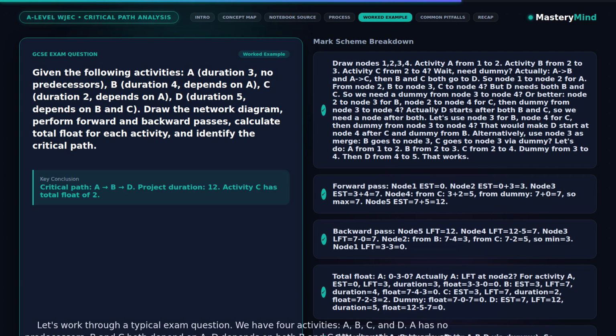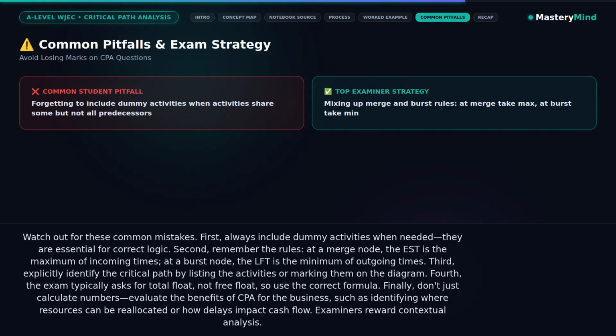First, always include dummy activities when needed. They are essential for correct logic. Second, remember the rules: at a merge node, the EST is the maximum of incoming times; at a burst node, the LFT is the minimum of outgoing times. Third, explicitly identify the critical path by listing the activities or marking them on the diagram. Fourth, the exam typically asks for total float, not free float, so use the correct formula.